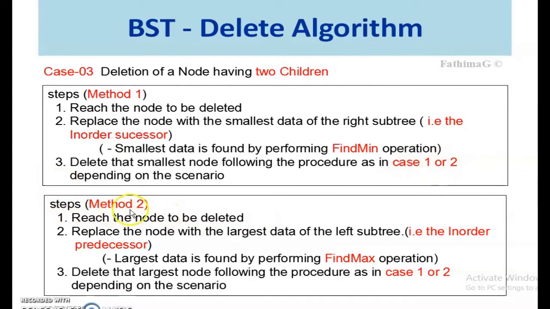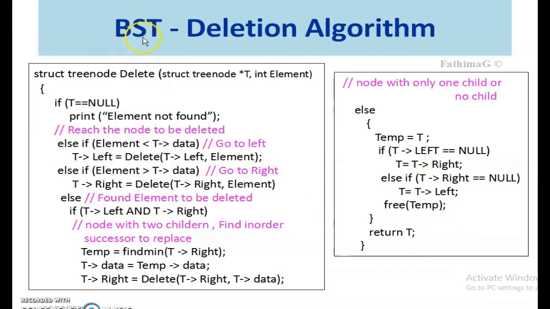In method 2, reach the node to be deleted. Replace the node with the largest data of the left subtree, which is nothing but the in-order predecessor. The largest data is found by performing the find max operation. Then delete the largest node following the procedure as in case 1 or 2 depending on the scenario. So, for case 3 deletion, either method 1 or 2 is followed. The routine for deletion considering all three cases is given here. Observe the code.